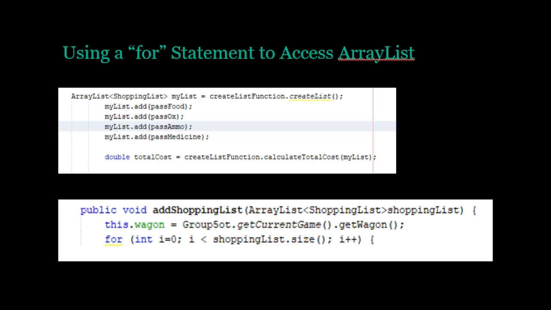A for statement is a way to access the items in an array. In the second image here, the add shopping list function is looping through the shopping list array. The i value is set to 0, and as long as i is less than the length of the shopping list, it will continue. And then the i++ is incrementing the list, adding the items and their values to the wagon.